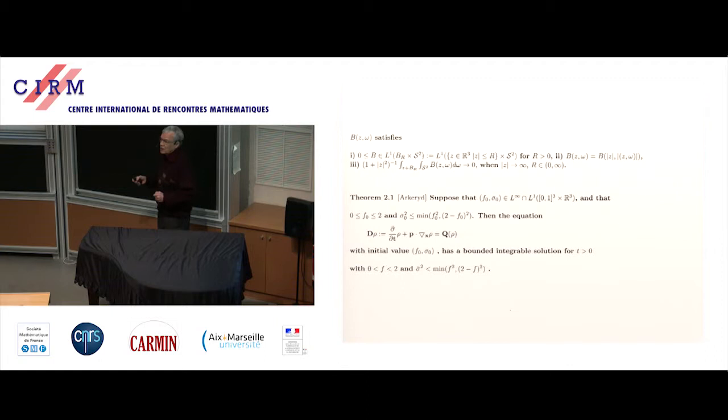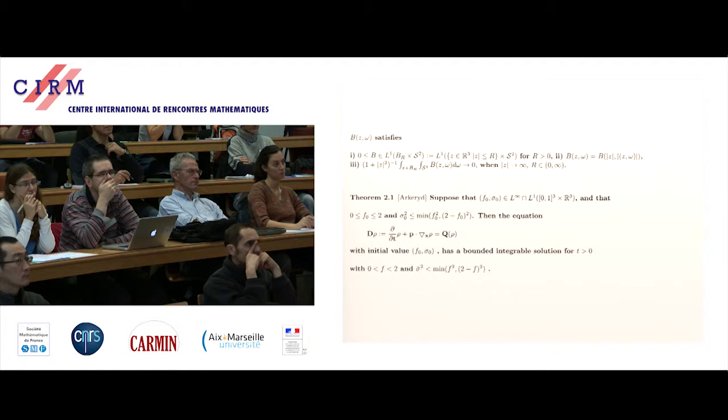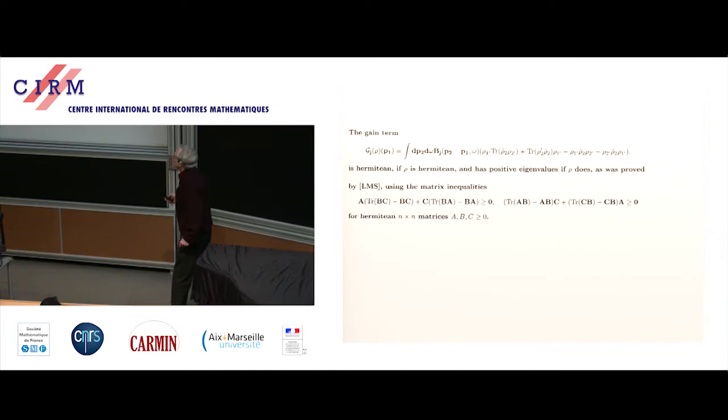So an important question is, why does the equation preserve this control of spin by density? Well, probably the most elegant way of seeing it is due to Lukkarinen, May and Sporn. They looked at the gain term and found that if you plug in a Hermitian matrix, then the gain term is Hermitian. If you plug in a matrix with positive eigenvalues, then the gain term has the same property. So if you write the equation in exponential form, then you can essentially read out the property that spin is controlled by density. So that was the first example.